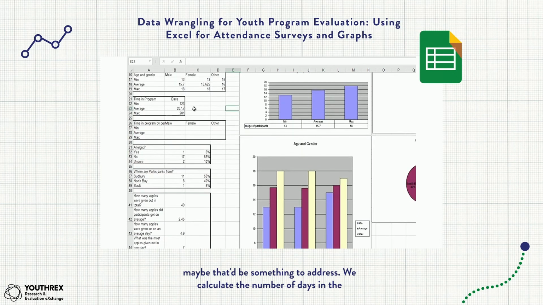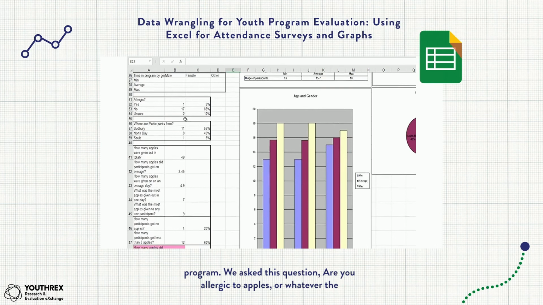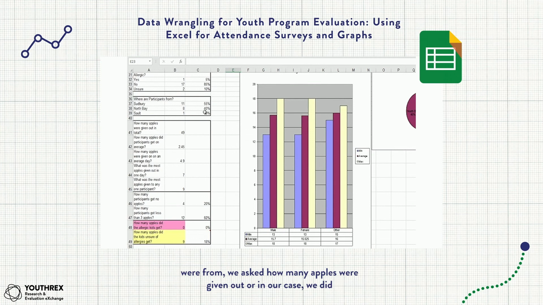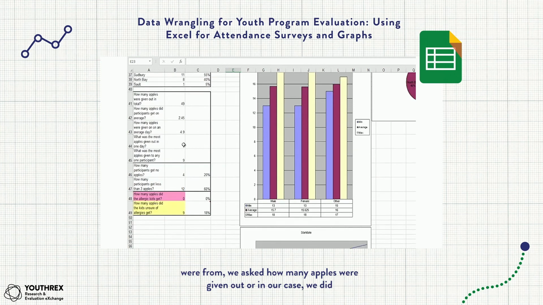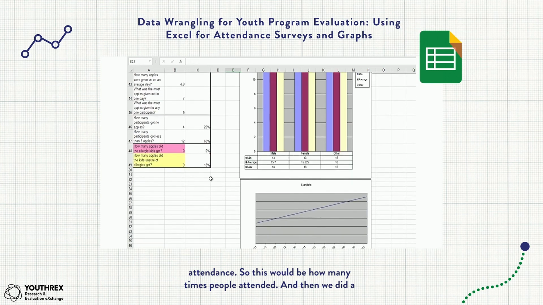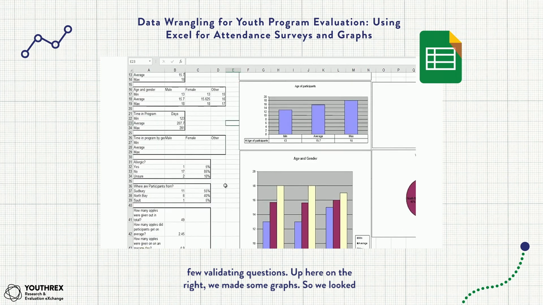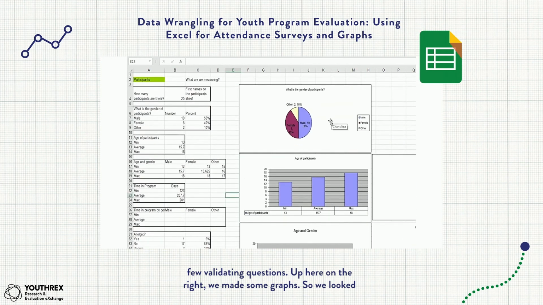We calculated the number of days in the program. We asked this question, are you allergic to apples, or whatever the intervention is. We just wanted to know if the person is allergic to it or not. And 1, or 5%, said yes, 17 said no, 85%, and 2 were unsure. We asked where participants were from. We asked how many apples were given out, or in our case, we did attendance. So this would be how many times people attended. And then we did a few validating questions.